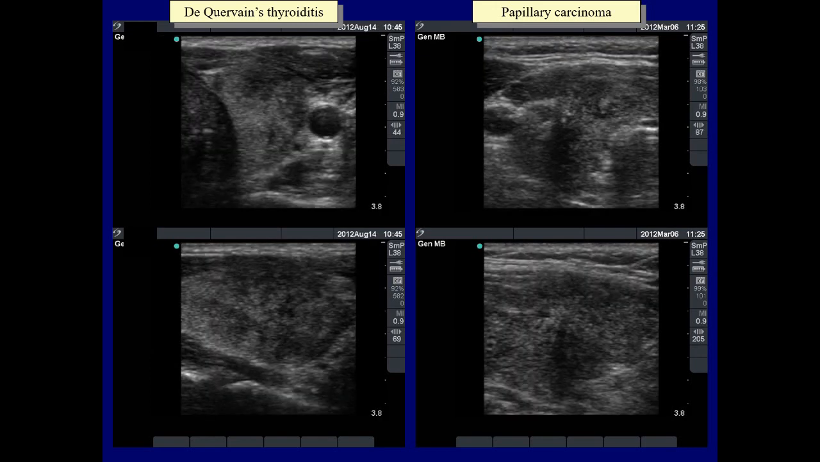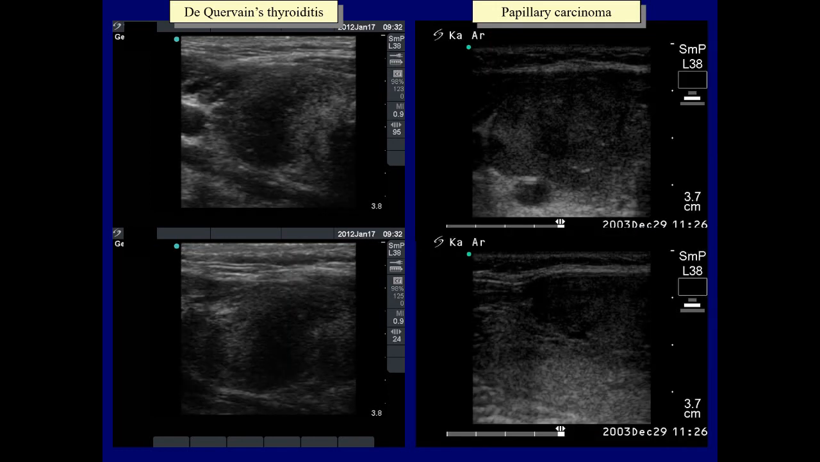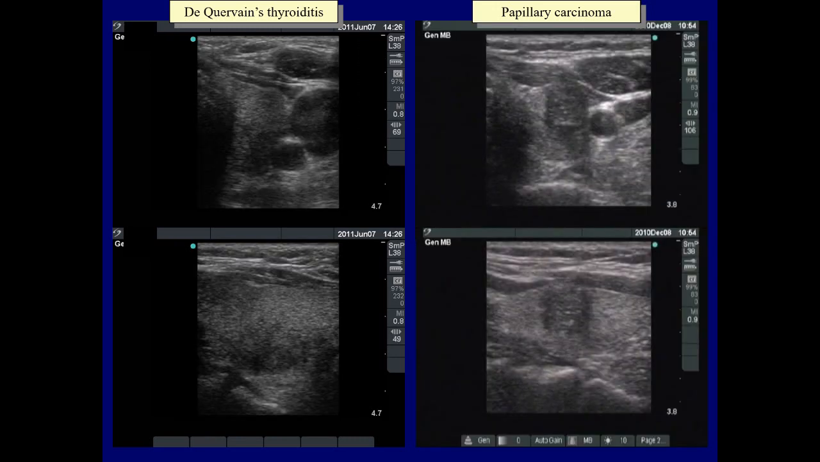And again, the ultrasound appearances are practically the same in these examples. The presence and the absence of microcalcifications are the only difference between the tumor and thyroiditis. Two foci of thyroiditis are demonstrated in these sections. The borders of these are blurred, while the margins of papillary carcinoma are partly blurred, partly sharp and lobulated.